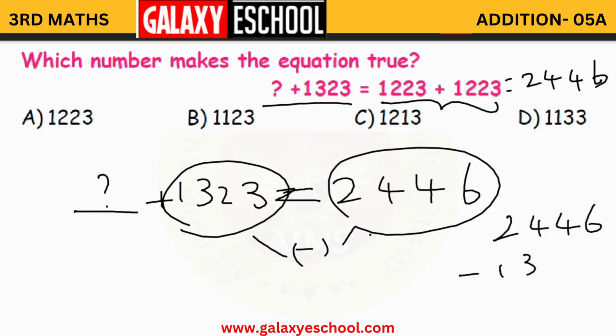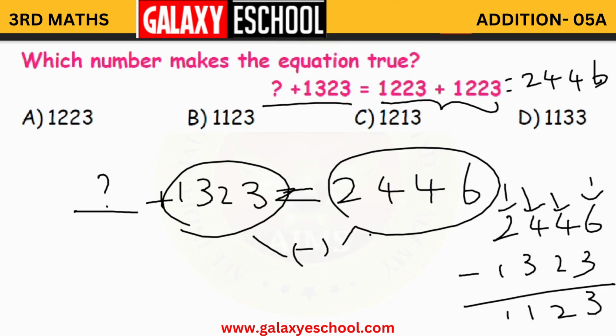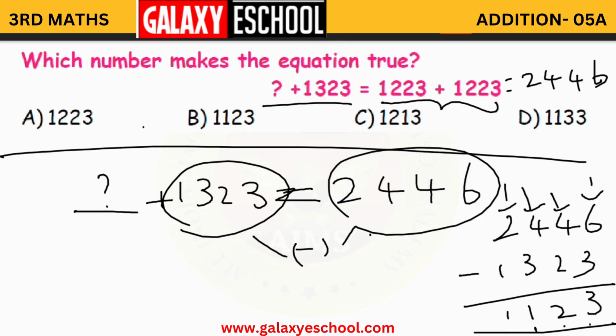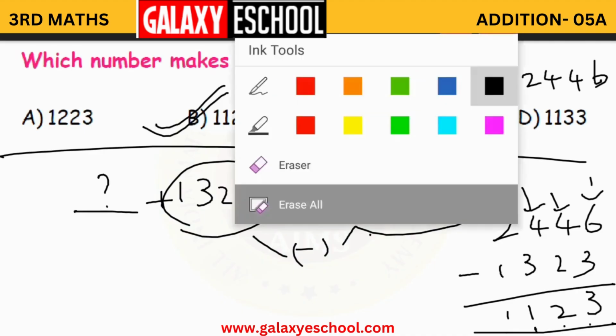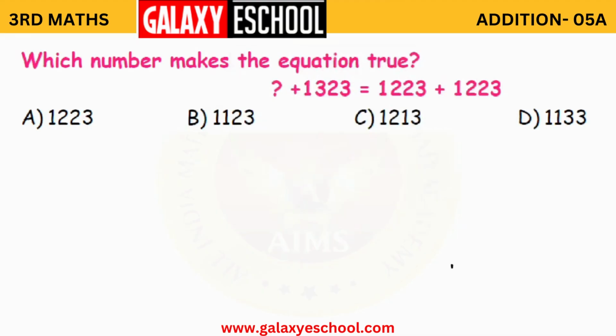2446 minus 1323. Now 6 minus 3, 3. 4 minus 2, 2. 4 minus 3, 1. 2 minus 1, 1. Now what answer did we get, children? 1123. Now look at the options and tell me which is the correct answer. Yes, option B, 1123 is the correct answer. Understood, children? How did we do this, right? First we found out the sum, and from that sum we subtracted this addend to find out the other addend, which was option B.